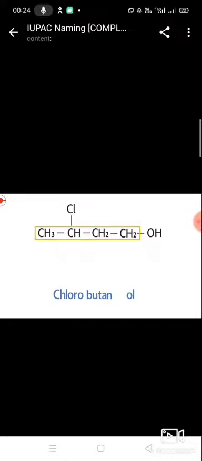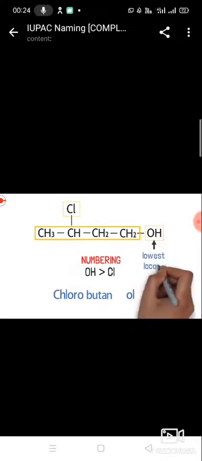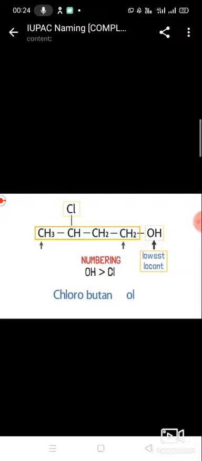In this, what is the position of alcohol and chlorine? If you see, the first carbon is attached with the functional group. Chlorine is attached in the third carbon. Where the functional group is attached, we have to give the number from this functional group. That is called numbering and locating position. So OH we have to give preference. We give the number from the alcohol, so the functional group will get the lowest locant. Then chlorine is attached in the third carbon atom.